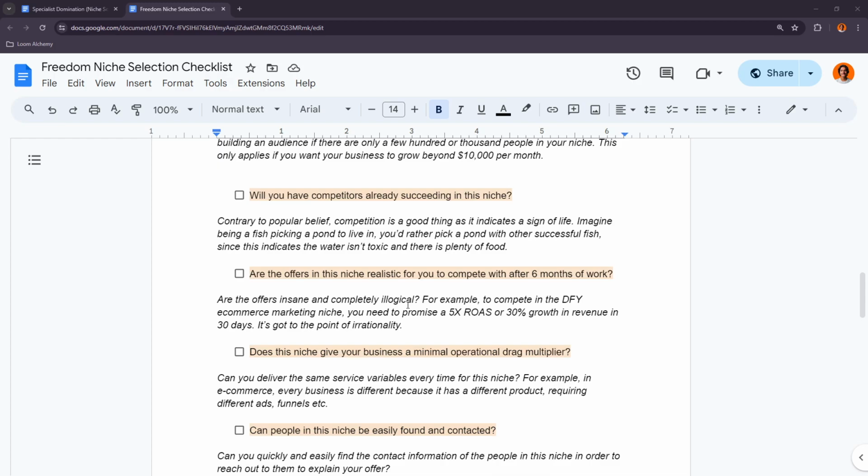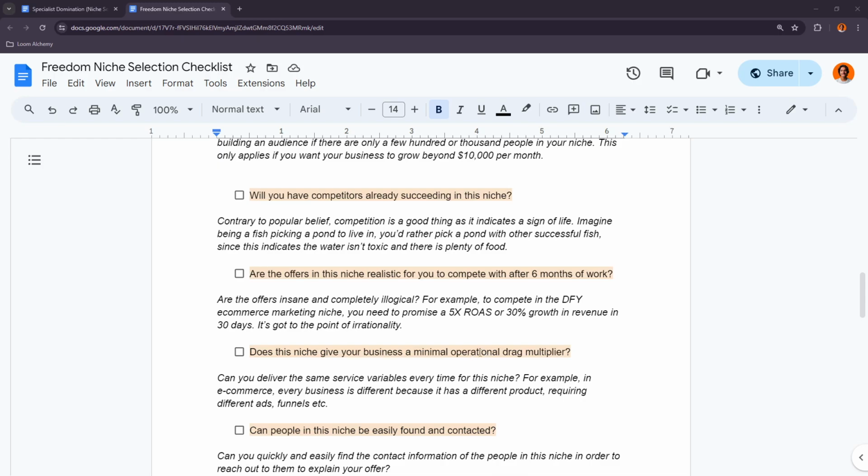And it has got to a point of irrationality, right? So in that case, there is no point in going into such a niche where the offers have become so illogical, right? Now, does the niche give your business a minimal operational drag multiplier?